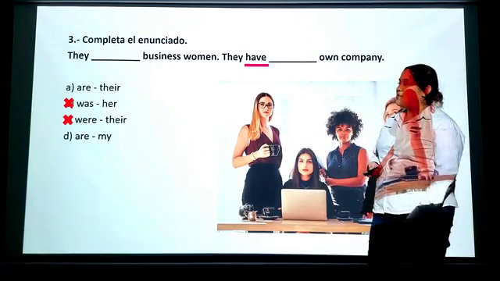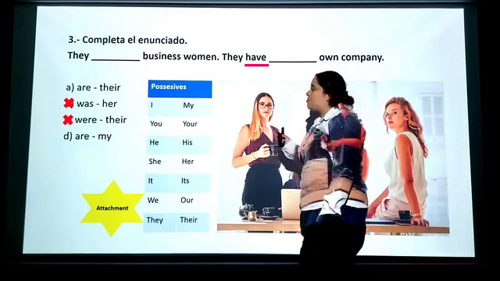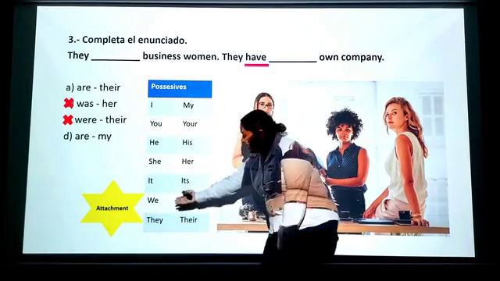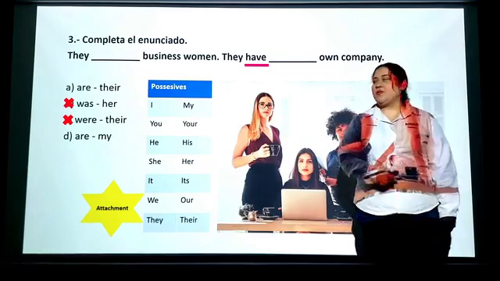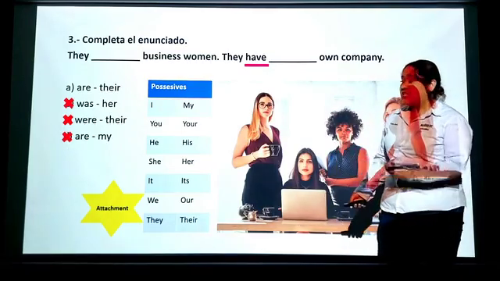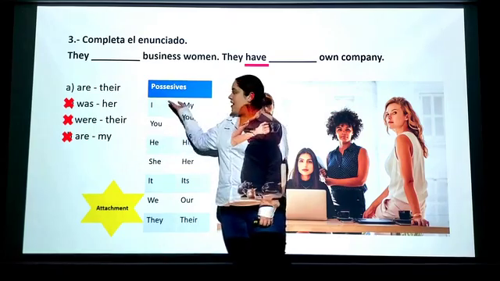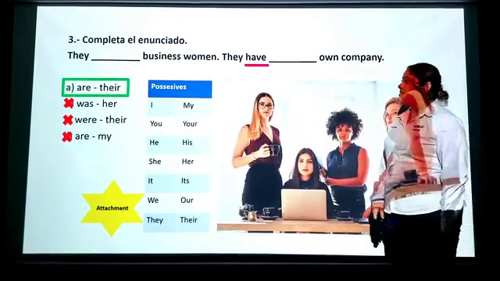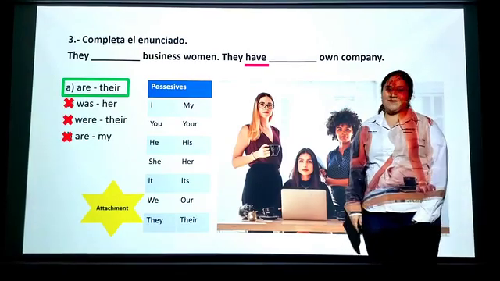Now, I have 2 options. Let's remember this. The possessives. Since the subject of the sentence is they, I have to look for they, and it turns out that the option would be their. So I'm going to eliminate this option that does not work since my is the possessive for I, and I will choose option A. Now let's read it. They are business women, they have their own company.